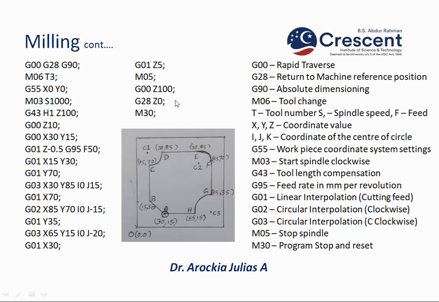And then we take it to G01 Z5. Okay, we are lifting, retracting the tool in the Z axis using linear interpolation, G01 up to Z5. Then M05 to stop the spindle, and G00 to Z100. This is the reference point. Using rapid traverse, we are moving the tool to Z100 to remove the specimen. Then G28 moves to the reference, and with M30 we stop the program.